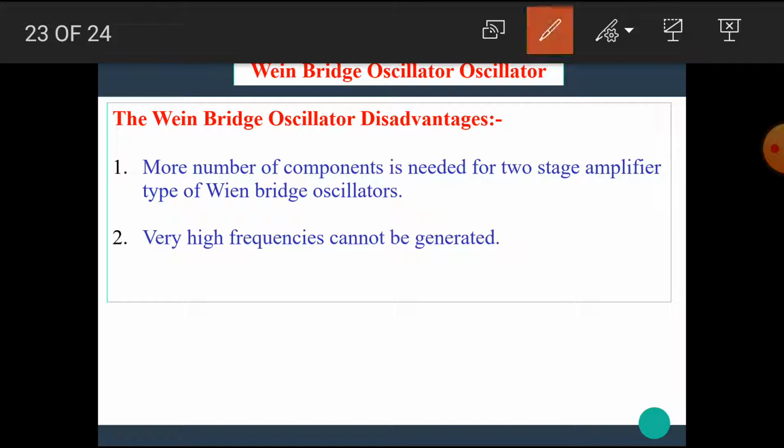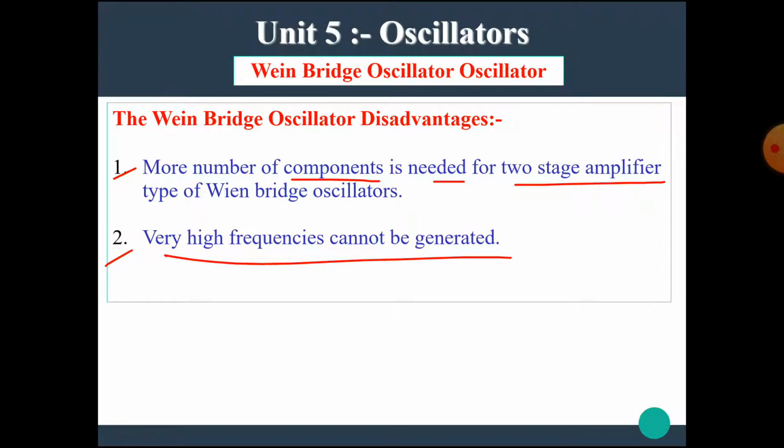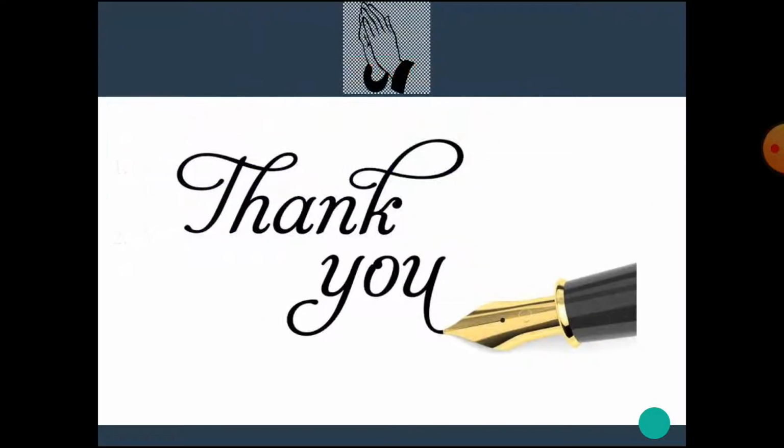Let's see the disadvantages of Wien bridge oscillators. The first one is that more components are needed for the two-stage amplifier, and the second one is that very high frequencies cannot be generated. These are the disadvantages of the Wien bridge oscillator. I hope you all understand the concept of the Wien bridge oscillator.